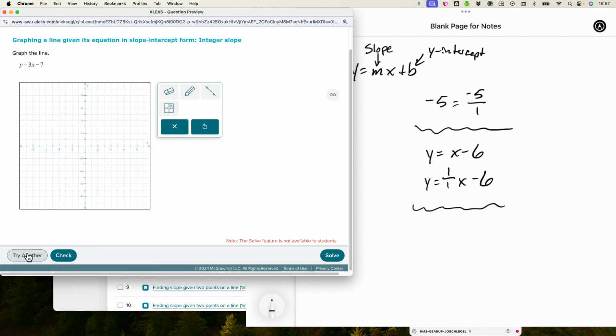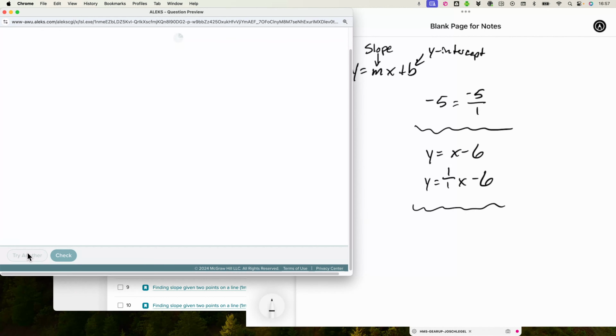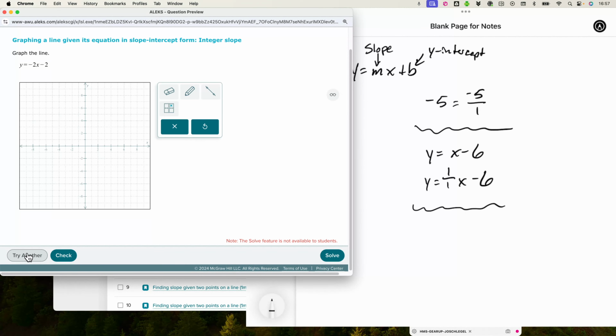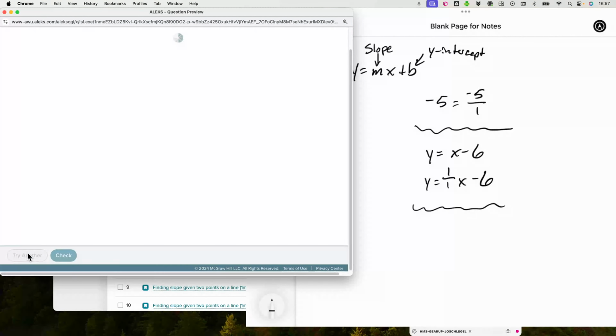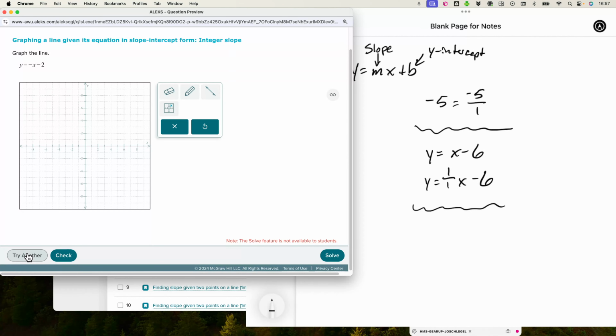Okay, let's see if we can get one with a fraction maybe. Looks like these are all going to be whole numbers for the slope. Let's take negative x minus 2. So y equals negative x minus 2.